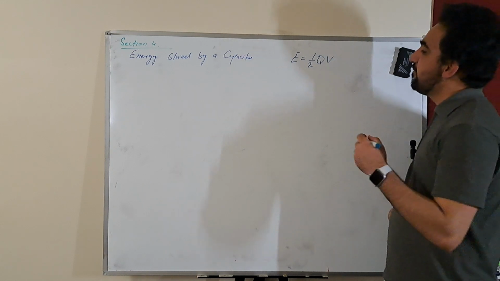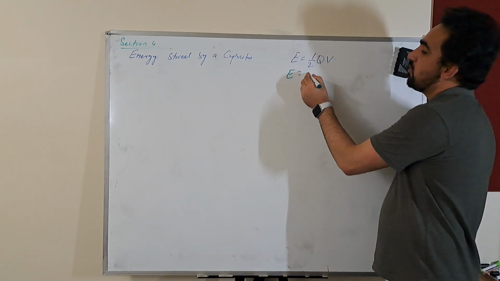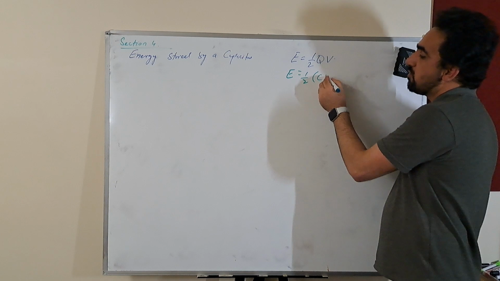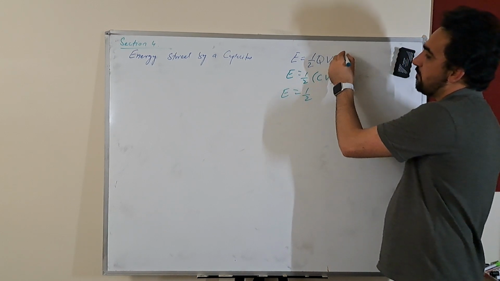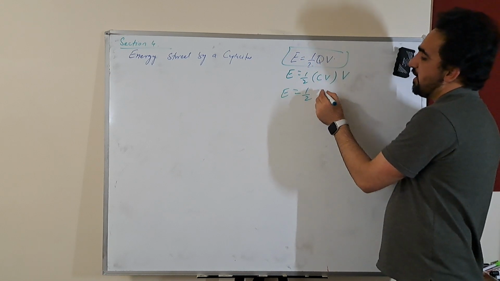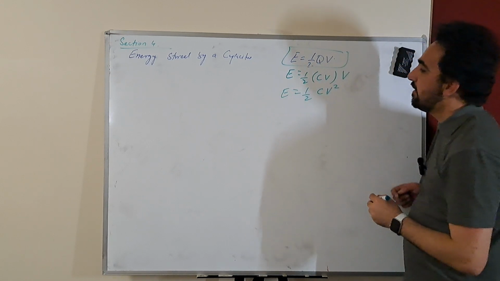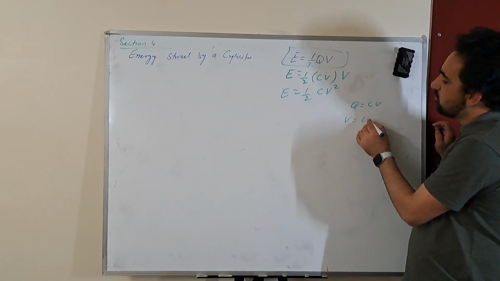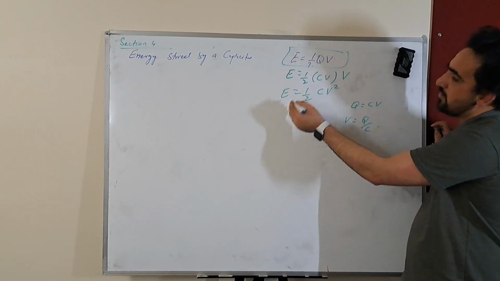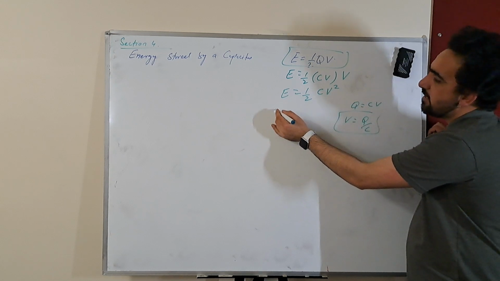1 by 2 QV. So energy will become equal to 1 by 2, and Q is equal to CV multiplied by V. So we can also use another formula, that is 1 by 2 CV square, and Q is equal to CV, so V is equal to Q divided by C. So now replace V by Q by C.